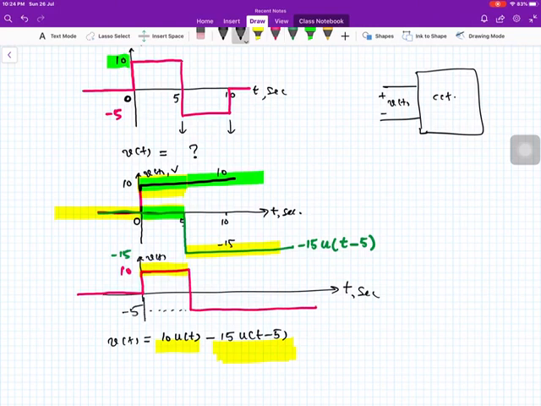This is minus 5. But look at the original waveform, which is the required waveform. The original waveform is shown over there.